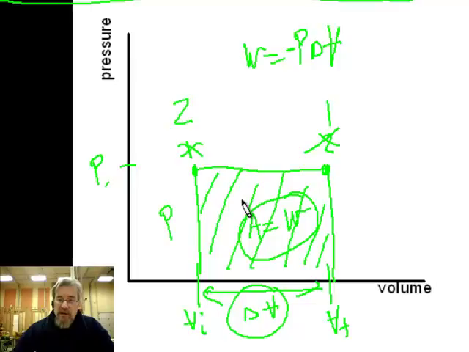When work is done on some system, then the sign is positive because it's an increase in energy. And when work is done by the system, the sign is negative because the system loses energy to the surroundings.